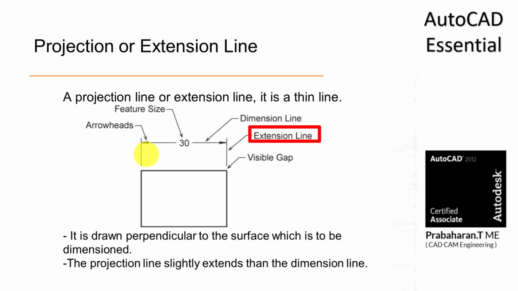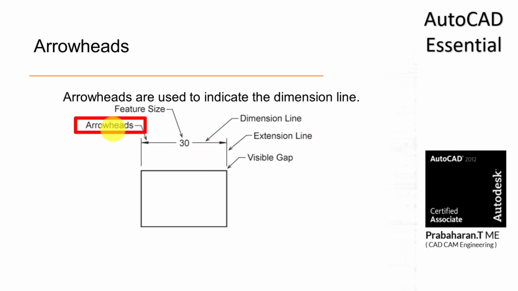Okay. Next important is the projection line, or we can say extension line. If you see here, there are two extension lines which touch the two arrowheads. So these two extension lines specify the boundary of the dimension line. This extension line should extend a little bit beyond the dimension line, and the same extension line should have some gap between the object and the starting point of the extension line. Always this extension line should be perpendicular to the dimension line. Next important is the arrowhead.